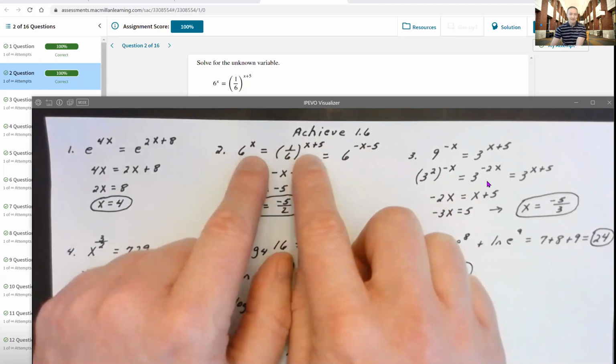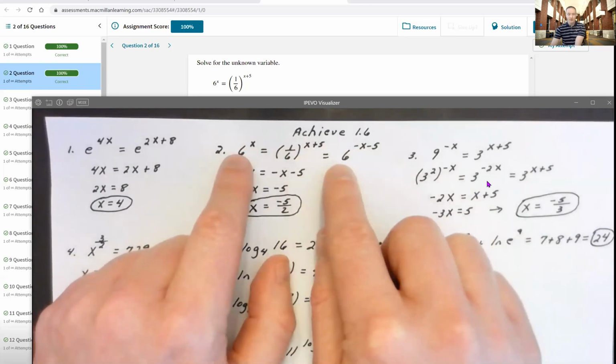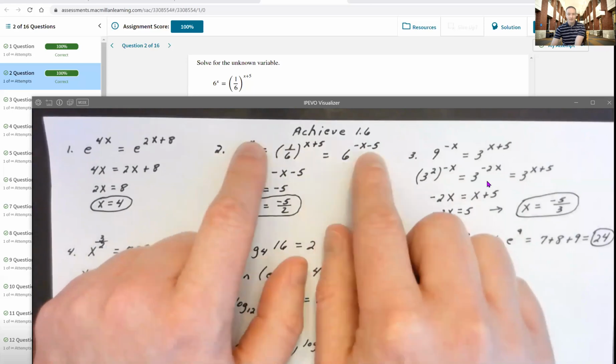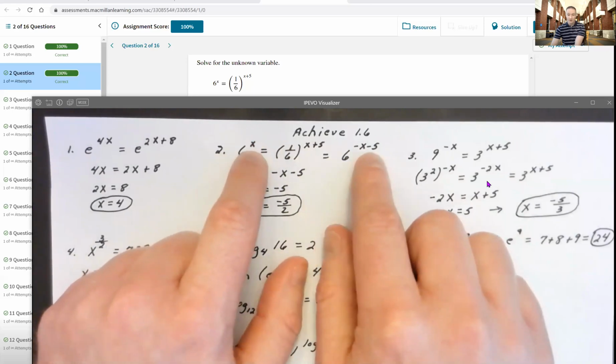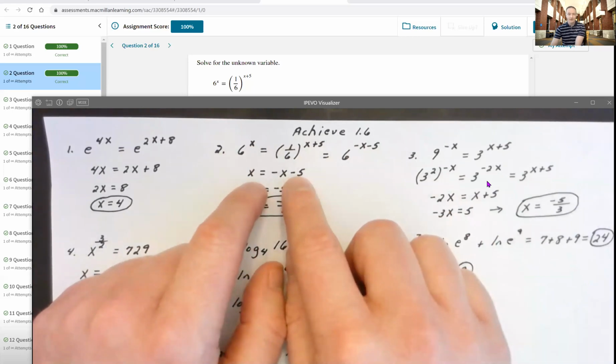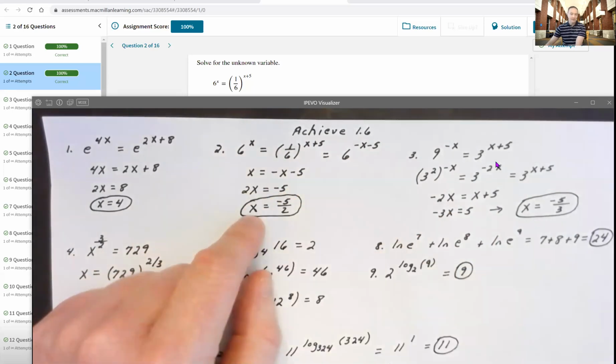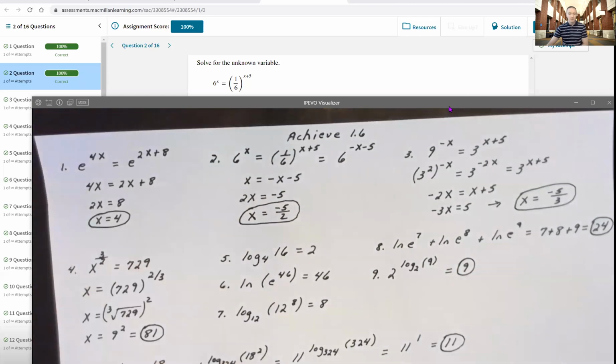Now, once I get that, all I have to do is set my exponents equal to one another, because the only way these bases to these powers can be the same is if those powers are the same. So x is equal to negative x plus 5. We add x to both sides to get 2x is equal to negative 5. Thus, x is equal to negative 5 over 2. And that's what you do.